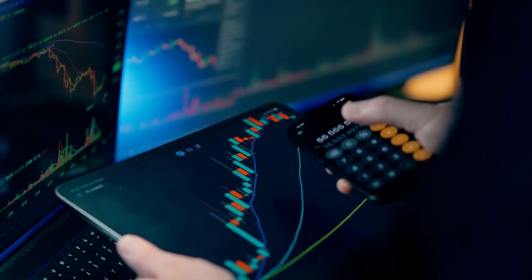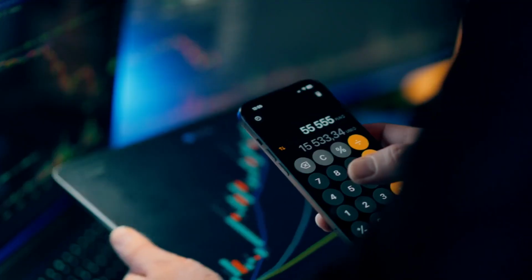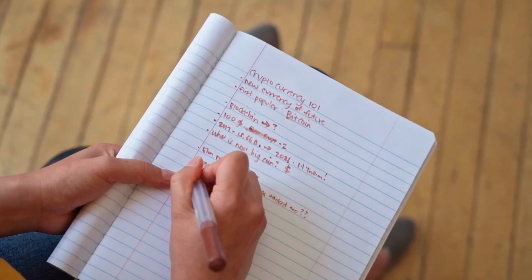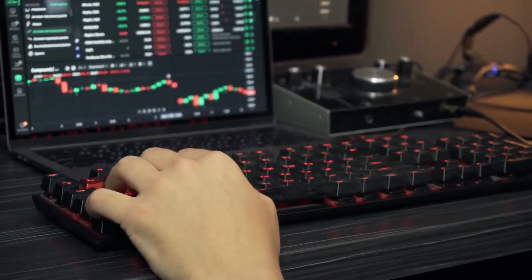Practice this on a demo account before risking real money. Trade several CPI cycles, take notes, and refine your process. The preparation habit alone will put you ahead of most retail traders.